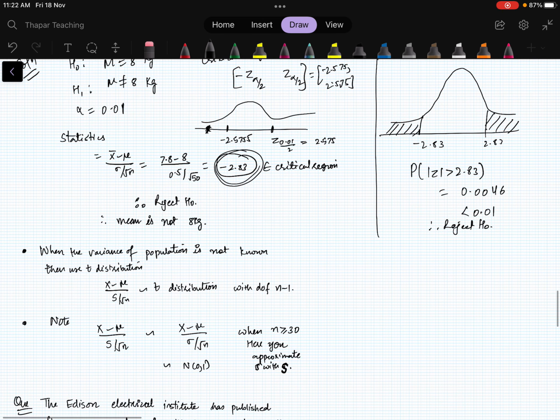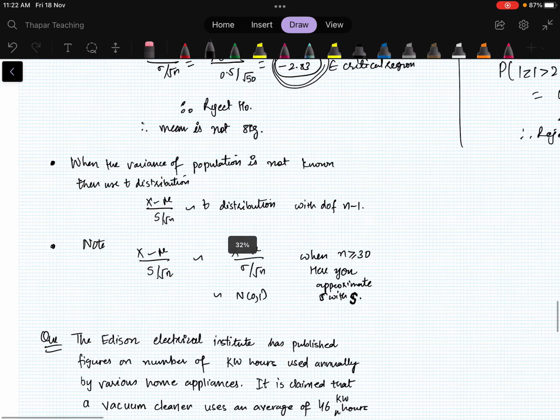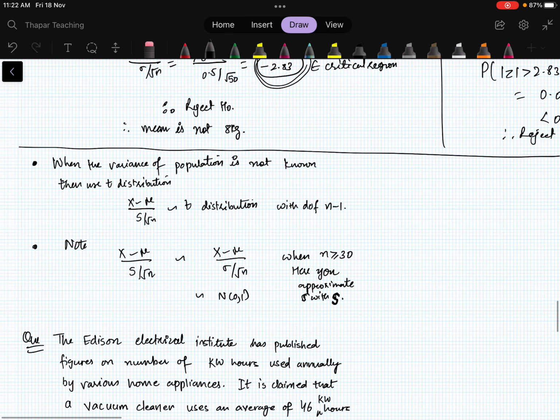Now let us look at one more thing. When the population variance is not known, in that case you have S. We know that in that case we have this result that x bar minus mu over S over square root of n has a t distribution with n minus 1 degrees of freedom. So either you use this result, or if your sample size is more than 30, in that case you can approximate your sigma with S.